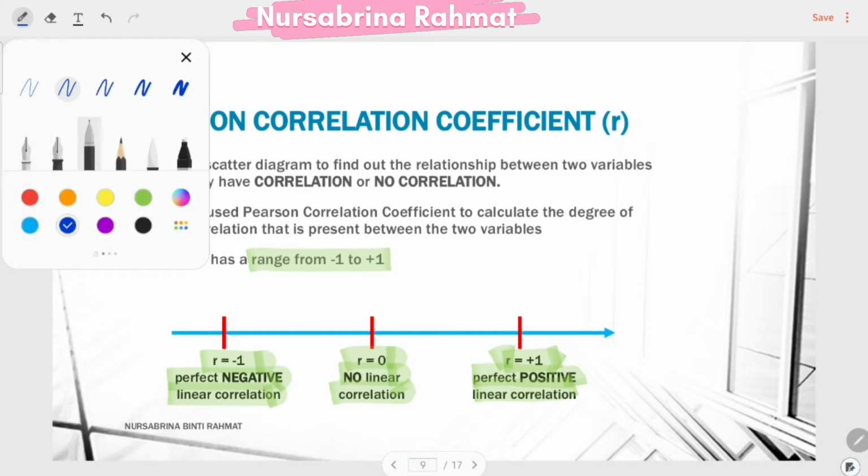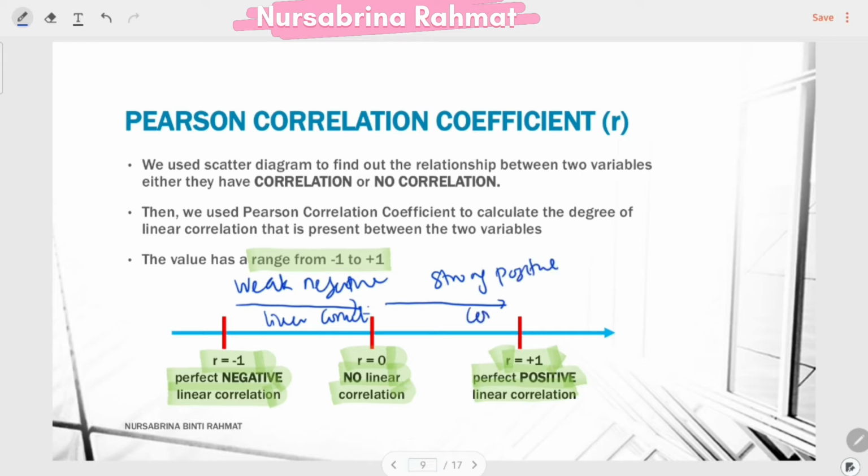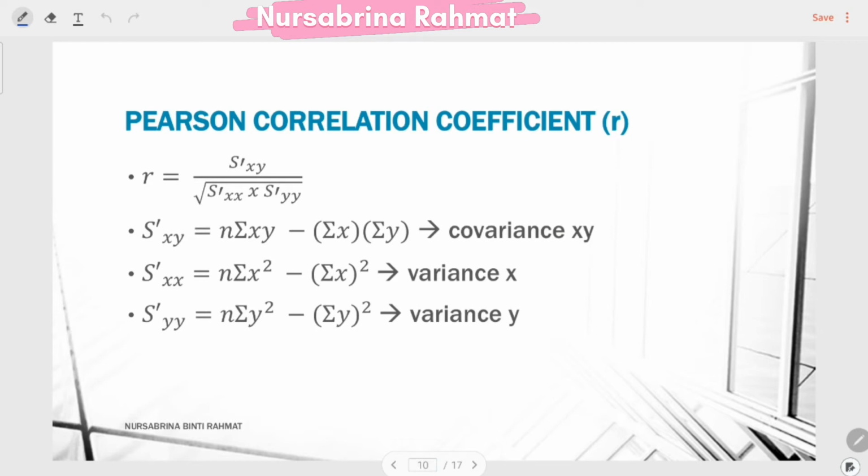When the value is between negative 1 and 0, if it is close to negative 1, that means a strong negative linear correlation; if it is close to 0, that means a weak negative linear correlation. When between 0 and positive 1, if it is close to positive 1, that means a strong positive correlation, and if it is close to 0, that means a weak positive correlation. Alright, so this is the formula that you're going to use.